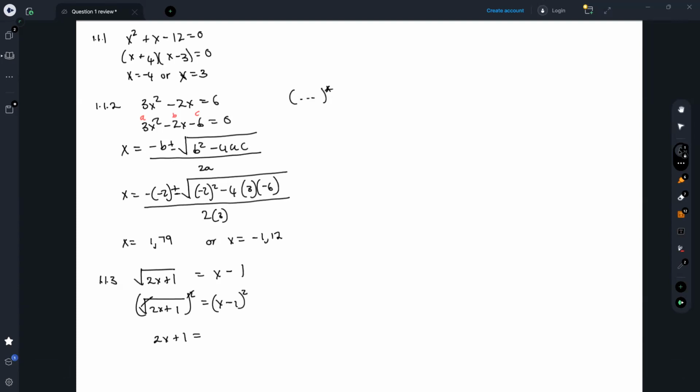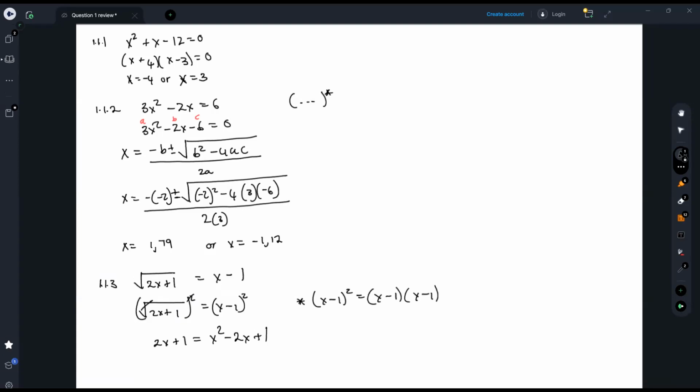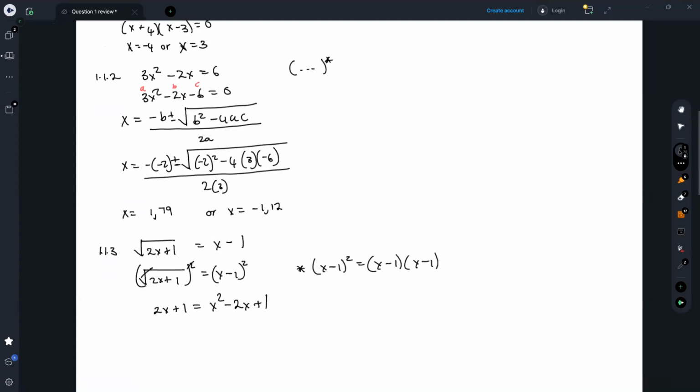and now this one has to be expanded. This would be the same as x minus 1 times x minus 1. So when you multiply throughout those terms, you're going to have x squared minus 2x plus 1. And what we're going to have is a quadratic equation, so we have to take everything to one side and solve for x.